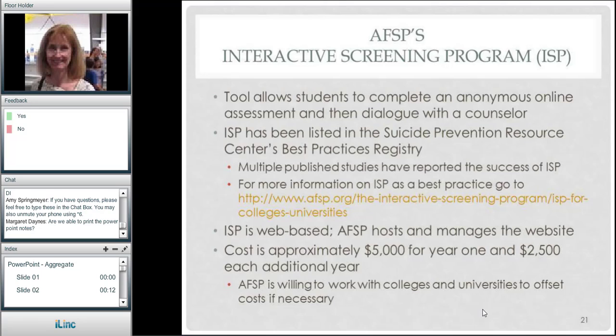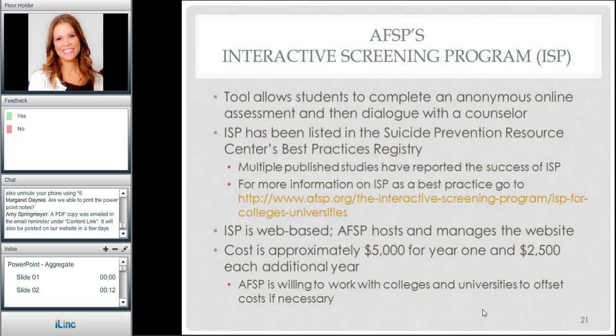As far as cost goes, you can see on here, the first year is $5,000, and then it's $2,500 for each additional year. We were able to purchase it with our Cal Mesa grant money. But I know AFSP is really willing to work with colleges on the cost to bring that cost down. For us, we paid for 3 years up front, and then they fronted the next 3 years for us. So they're very workable as far as cost goes.